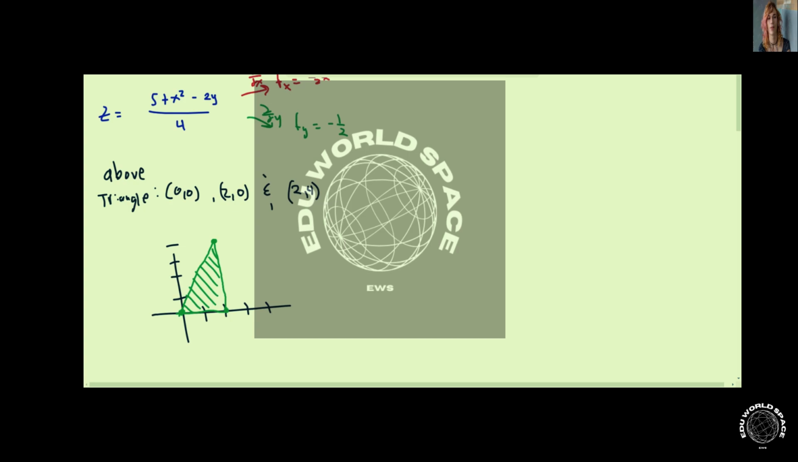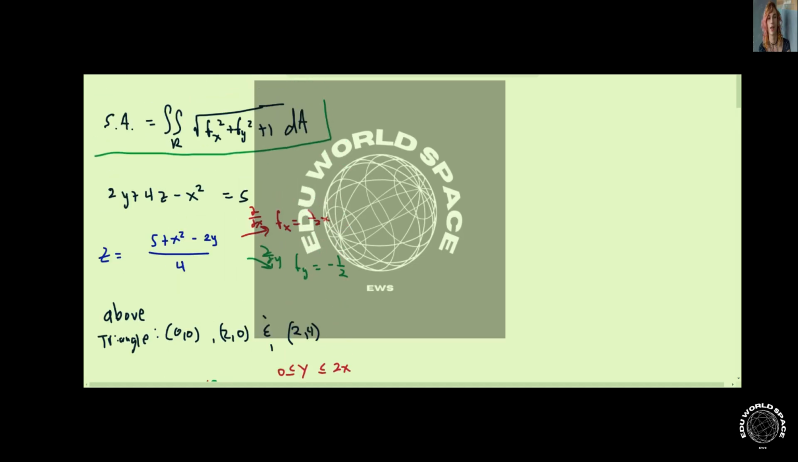Now, if we're trying to find how this varies, first, this line we can write as y equals 2x, because we have the point (2, 4) and (0, 0). So that would just be a line of slope 2, y-intercept 0. And then the bottom bound for y will just be y equals 0. So y ranges from 0 to 2x, and then x ranges from 0 to 2 in that region. So we already have our bounds as well, so we can use these to plug in.